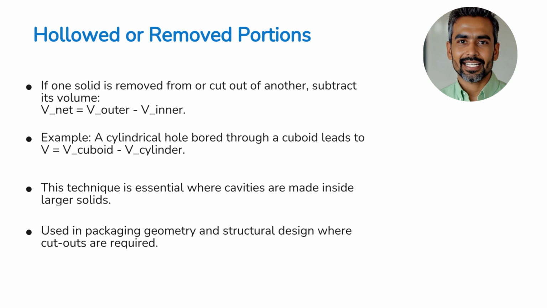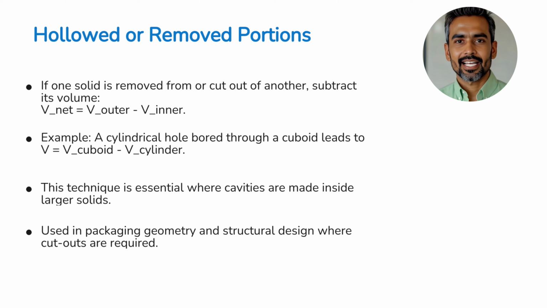Formula-wise, V net equals V outer minus V inner. Say you punch a cylindrical hole through a cuboid block. The volume left is the cuboid's volume minus the cylinder's volume taken out. This subtraction method is super useful in many fields: packaging designs where cutouts are made, or structural engineering where cavities help reduce weight without losing strength.